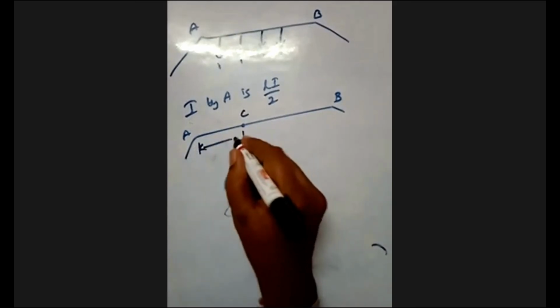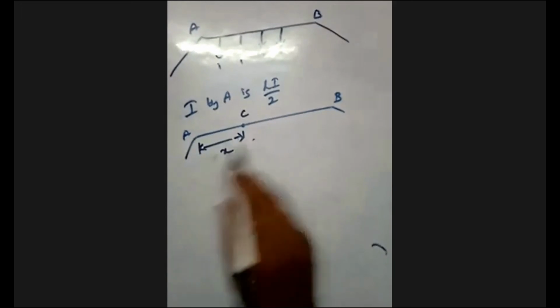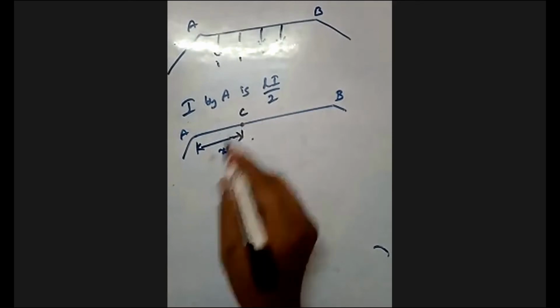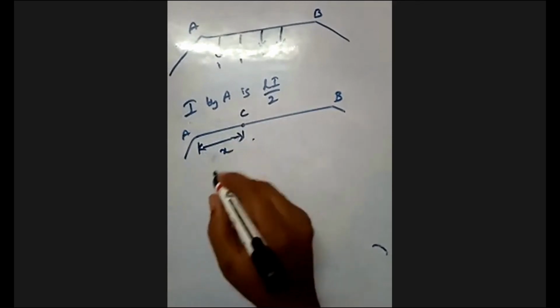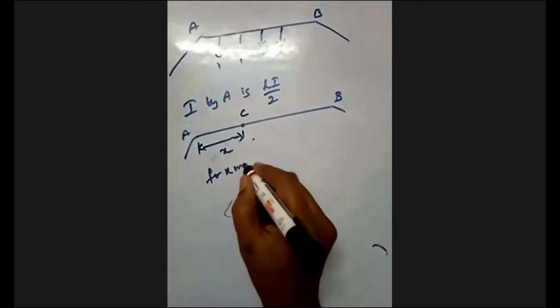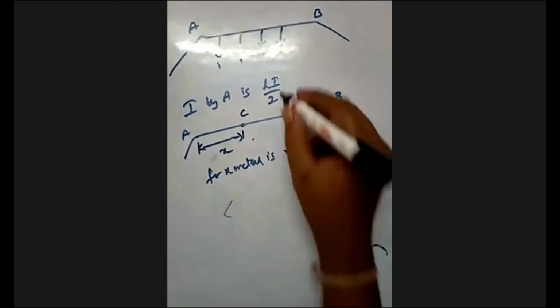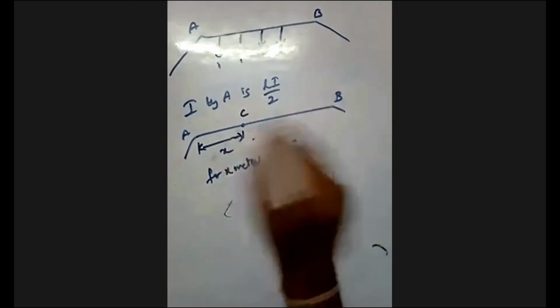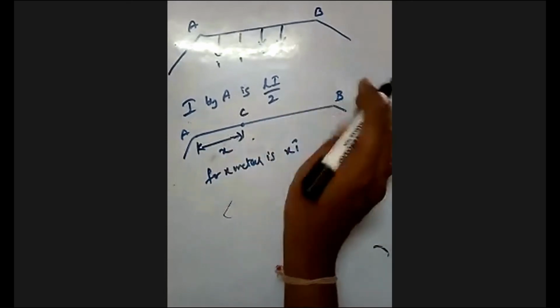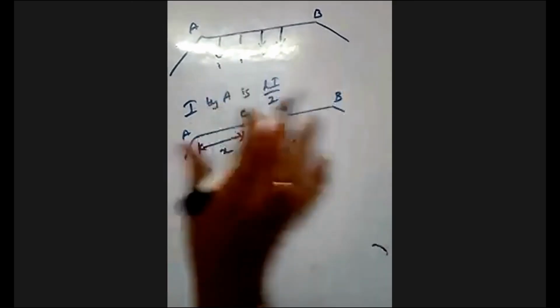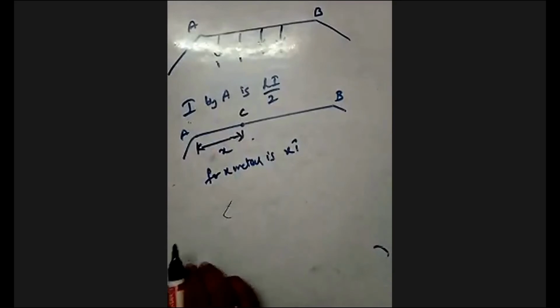Sorry, the length is x. If the length is x, what is the current in the distributor? For x meters, the current is x into I. Total current in the distributor is Li. Current supplied by A is Li by 2, and by B is Li by 2. So total current in the distributor is Li. Since for every meter the current is I amps, for L meters the current is Li amps.